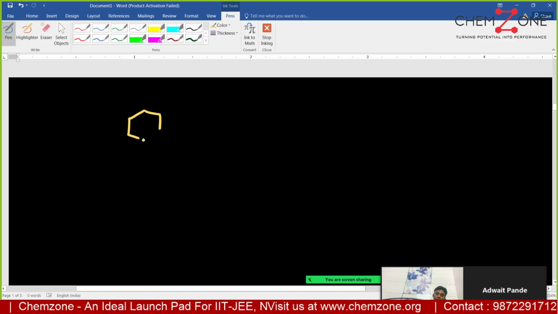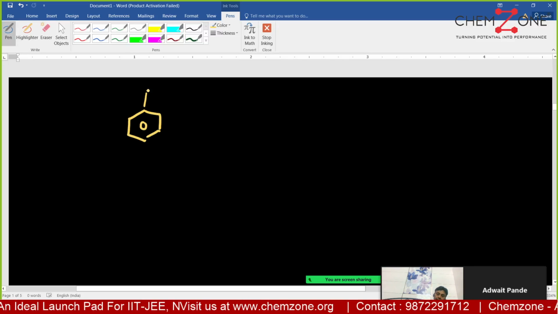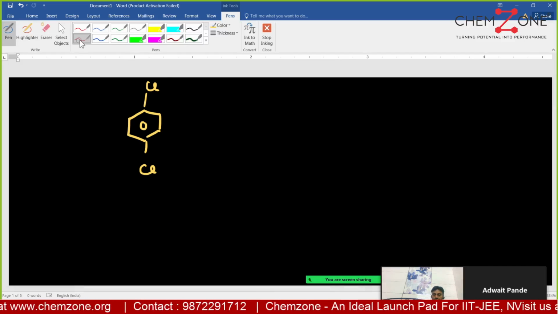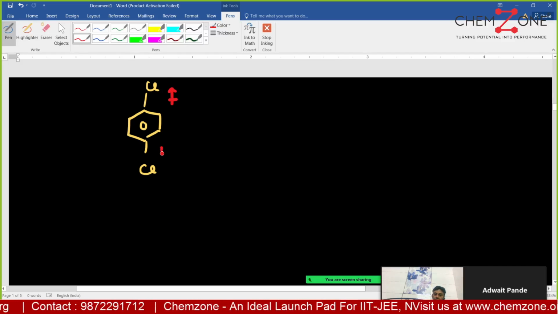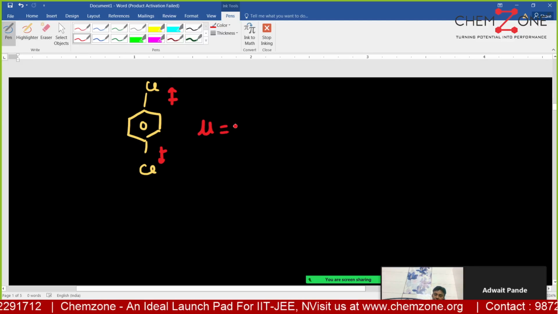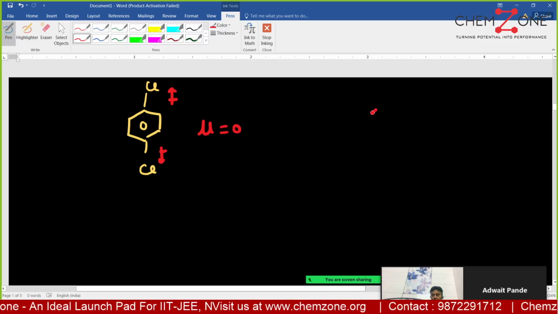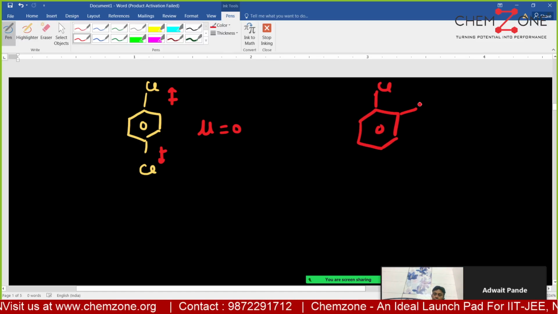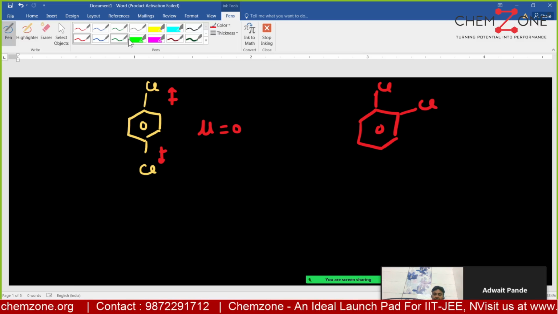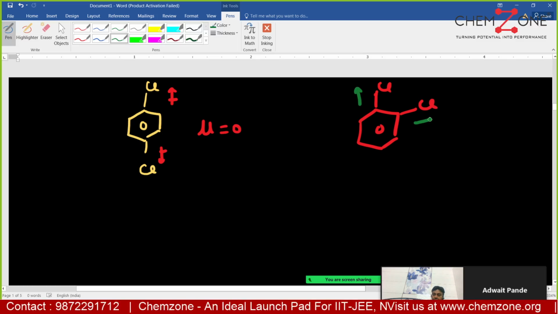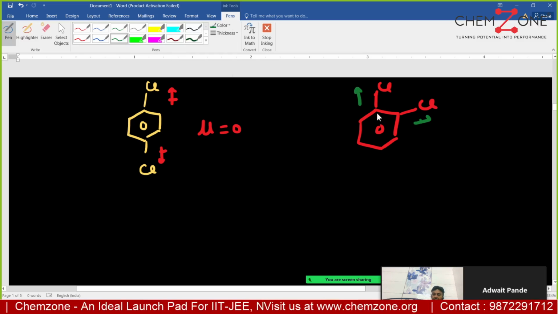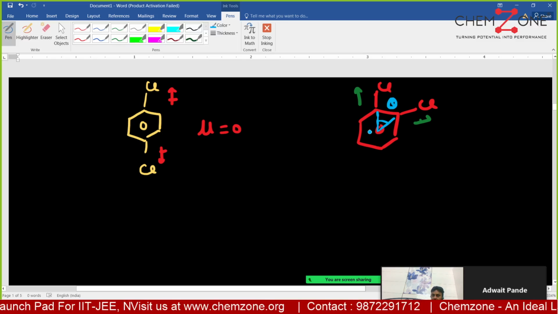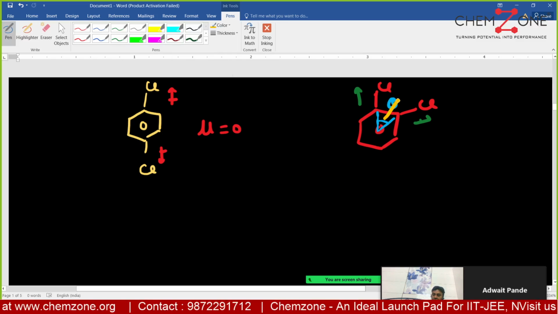Similarly, I have this molecule. It's dichlorobenzene, right? The dipole moment is upside this side, downside this side, and again dipole moment is equal to 0. But in case I have these chlorines at different angles, with an angle difference of, let it be 60 degrees, theta angle, the net dipole moment will be in between the two.